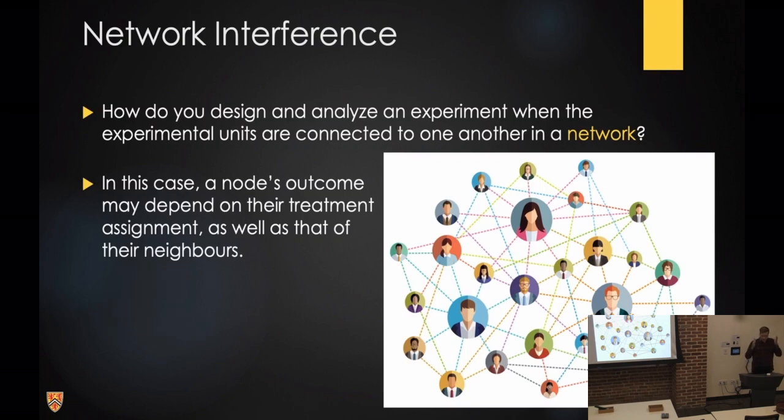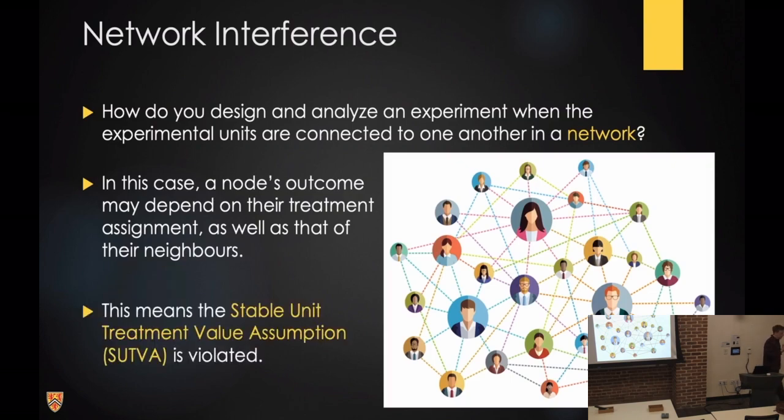And so ordinarily what we assume in experimental design is that if I'm a unit in an experiment, my behavior, my outcomes, things that are observed about me depend only on the fact that I was put into, say, treatment and not control. But now in a setting like this, I might be influenced by the people around me, the treatment assignment of those people, the outcomes of those people. It's a much more complicated scenario.